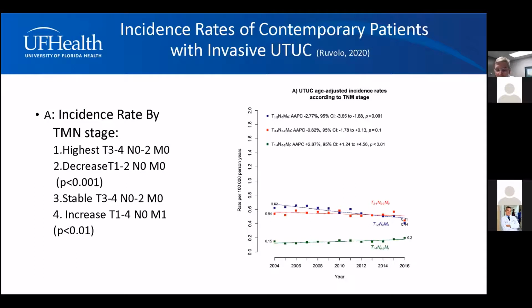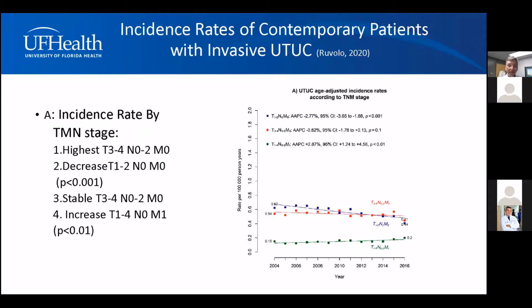So let me just take a couple of minutes to interpret this slide with the residents. Could one of the residents take this, please? How would you interpret this data, guys? It's saying that over a period of time, and this is from 2004 to 2018 here, there's an increase in T1 to T4 disease. It's an overall increase. The T3 and T4 seems to be stable, and the decrease in T1 to T2.